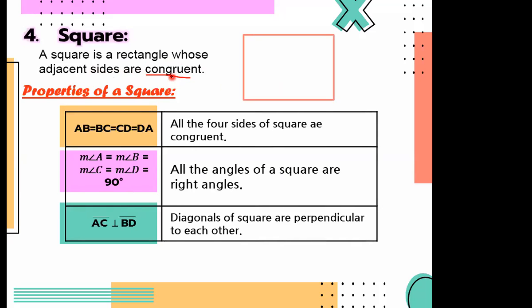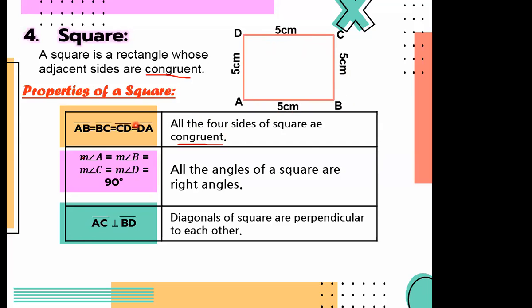congruent. Now what are the properties of a square? Side AB will be equal to side BC, BC will be equal to CD, and CD will be equal to DA. Adjacent sides, which means all the four sides of a square are congruent. Now this is side AB and this is side CD. AB is equal to 5 centimeters and CD is equal to 5 centimeters. Also, BC is equal to 5 centimeters and AD will also be equal to 5 centimeters. So all the four sides of a square are congruent.